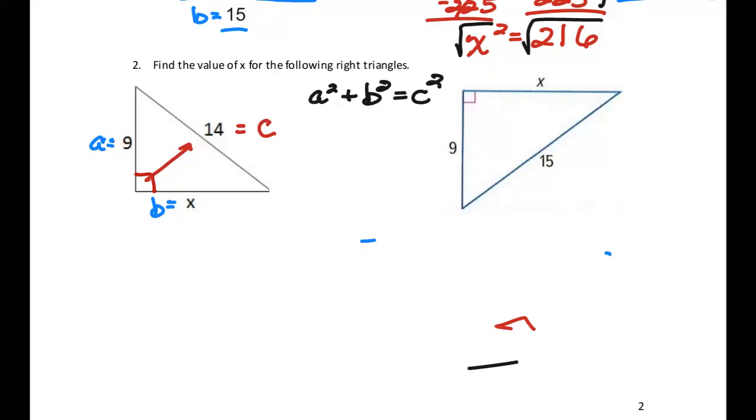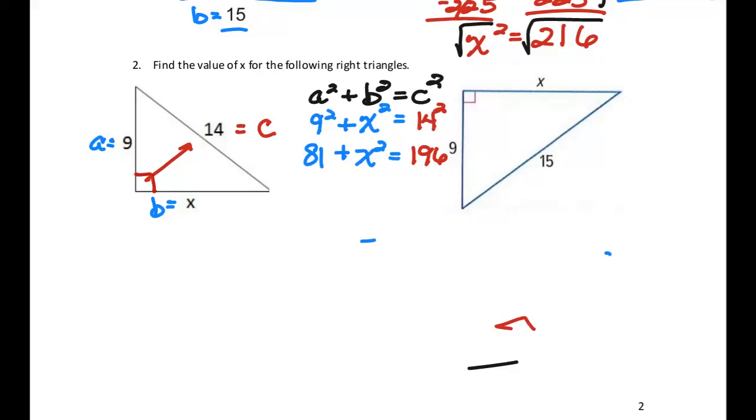A is equal to 9. 9 squared plus B is x, because we don't know what that is. We're going to have to figure that out. And C is 14 squared. 9 squared is how much? 81. 14 squared, 196. Check my math on that.